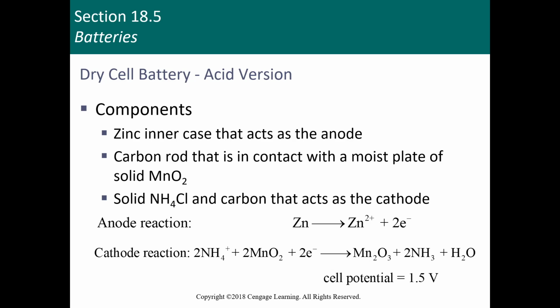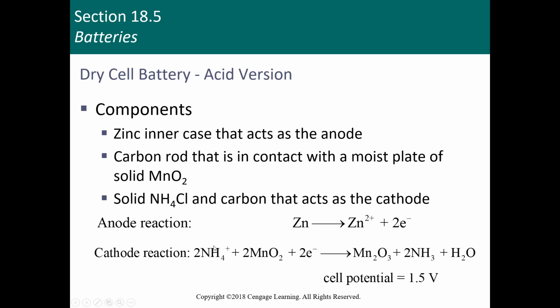You have a carbon rod that's going to contact with the moist plate of solid MnO2. You'll have solid ammonium chloride and carbon that will act as your cathode. So right here's the anode reaction, that's that zinc casing. So you have your metal zinc giving off electrons. At the cathode, you have this reaction right here, which is a little more complicated.